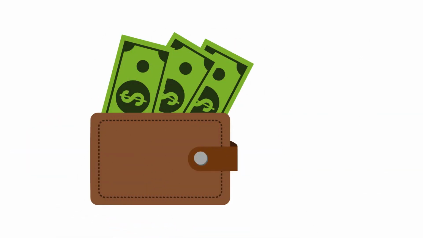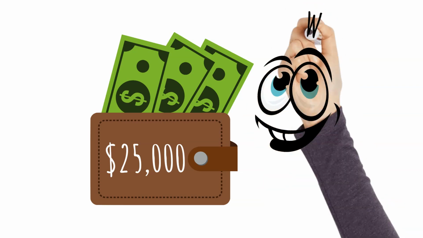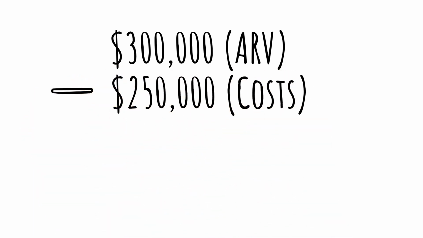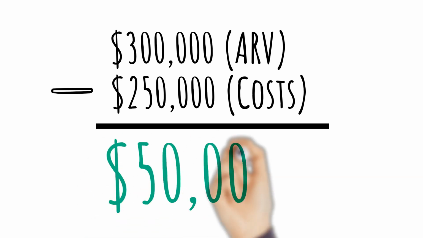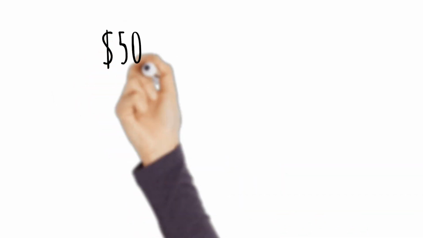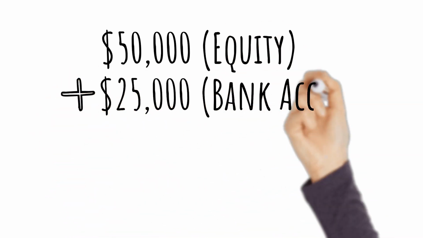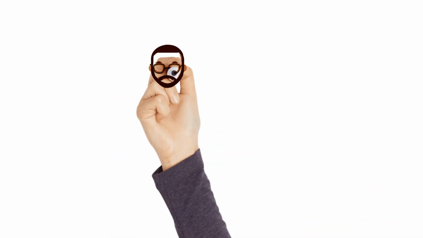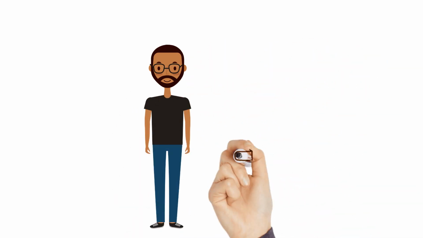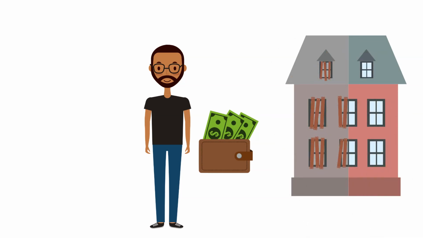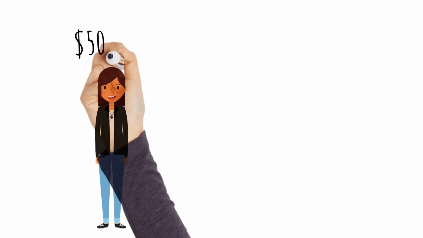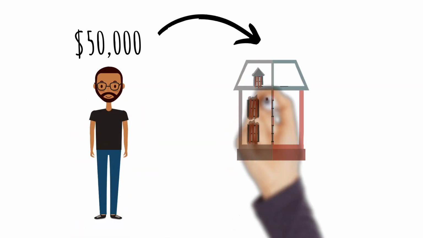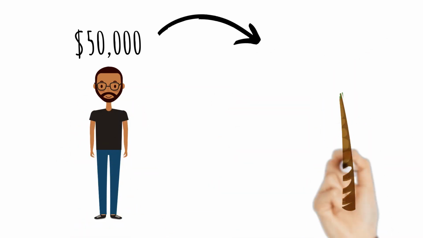And, unlike Jane, John still has $25,000 in his bank account. Better yet, the property has an after repair value of $300,000. So he gains $50,000 of equity. Add that to the $25,000 he has in his bank account, and his net worth increases by $75,000. He can use that money to do, well, whatever. That includes buying another property. So while Jane used all of her $50,000 to buy one property, John used his $50,000 to buy two, or simply live more comfortably.